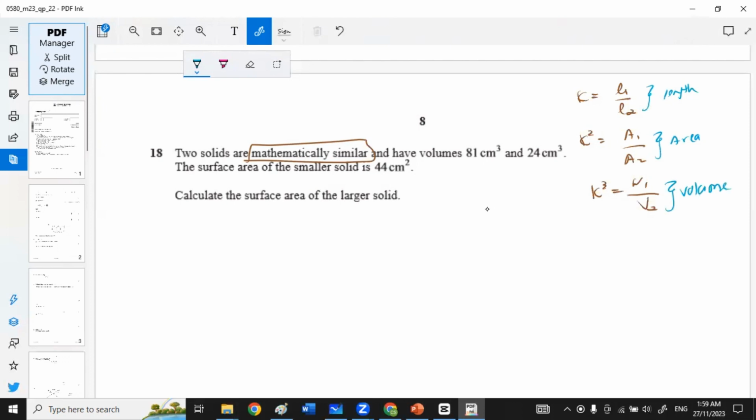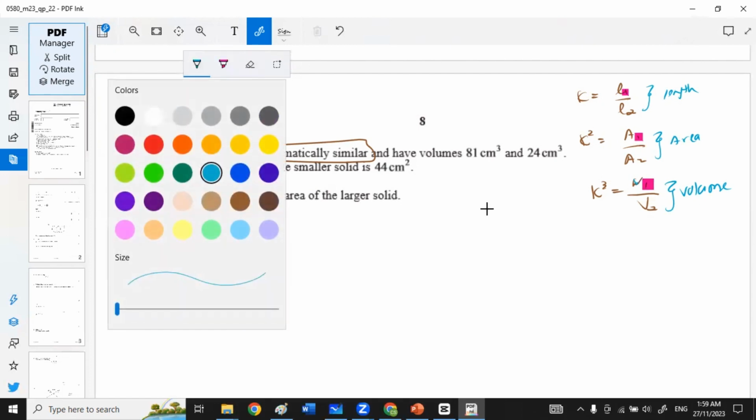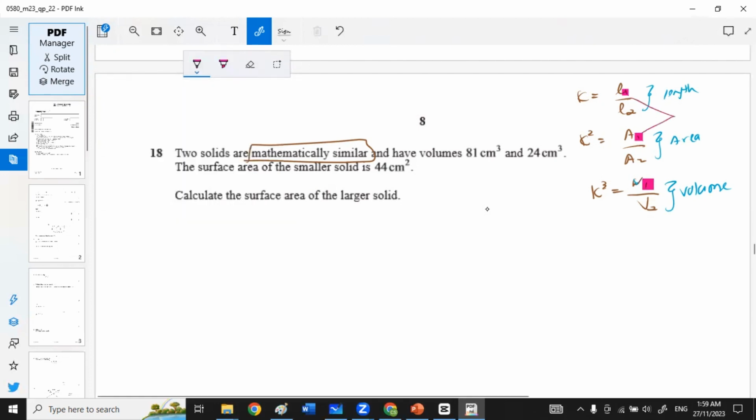And one more tip. When you solve mathematically similar questions, the one, A1, L1, or V1, should be the unknown. We take the one you want to find as the unknown. In this case, the question asks for the surface area of the larger solid. So the larger is the one that is your unknown.